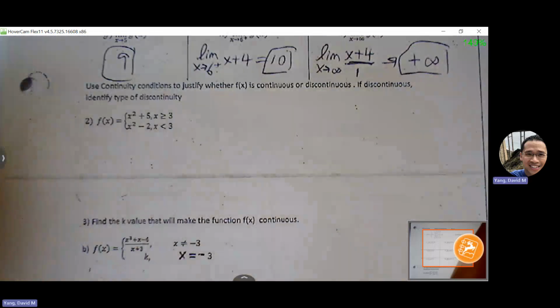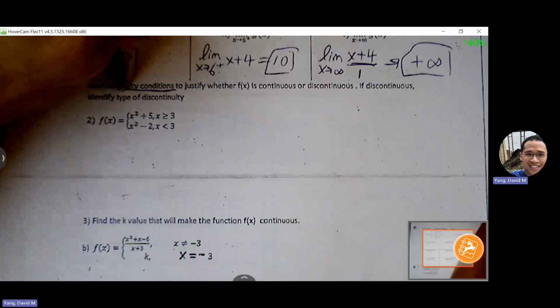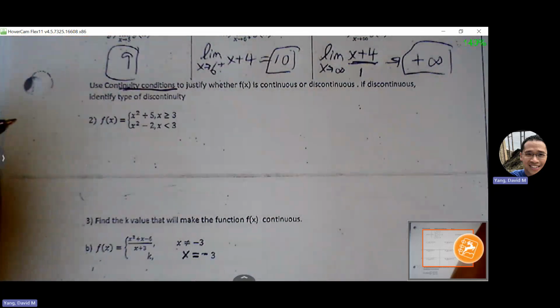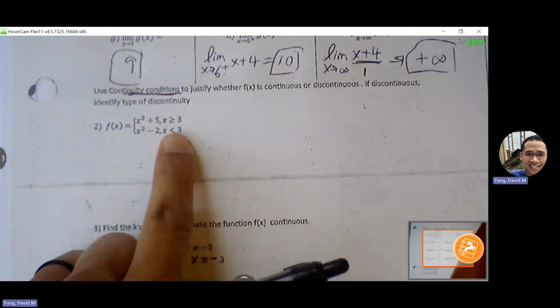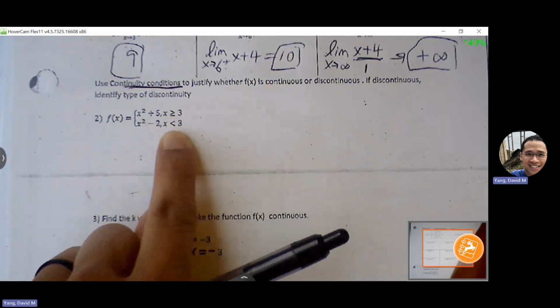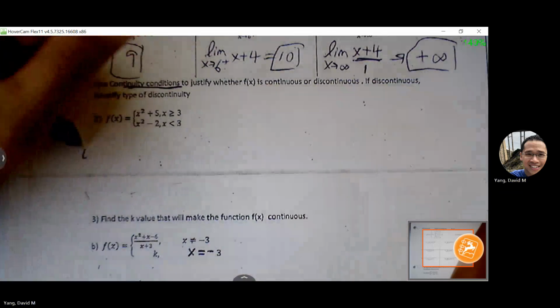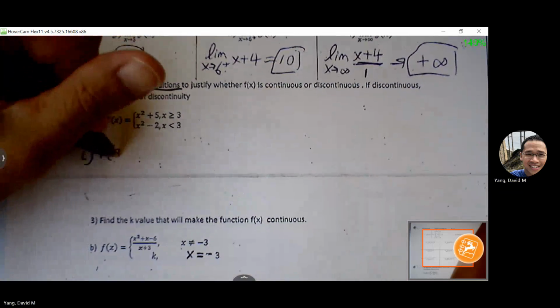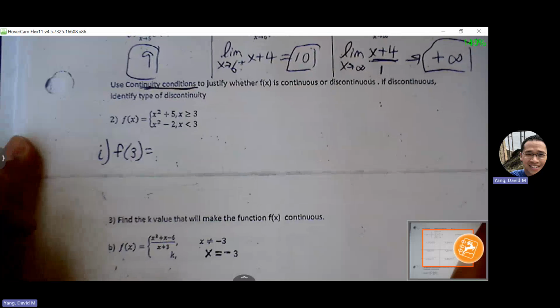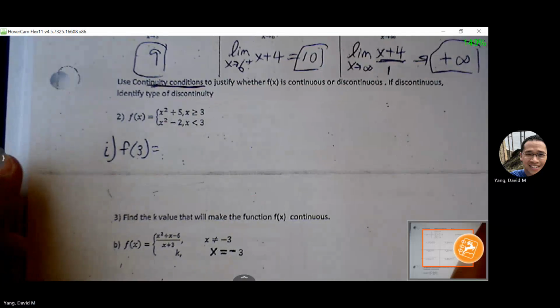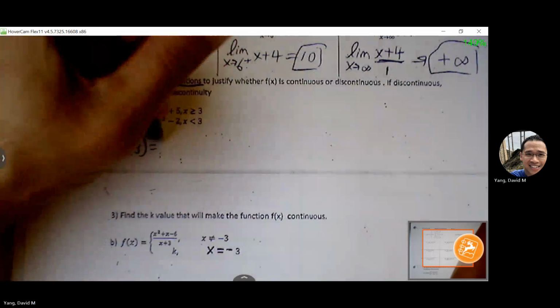I want us to practice writing out our continuity conditions here. So first condition, does the point exist? What's our c value? 3, right? You're always going to be given some context clues where the focus of this problem is. So 3. All right, f of 3, which piecewise do we use? First one, 3 squared plus 5, 9 plus 5 is 14.